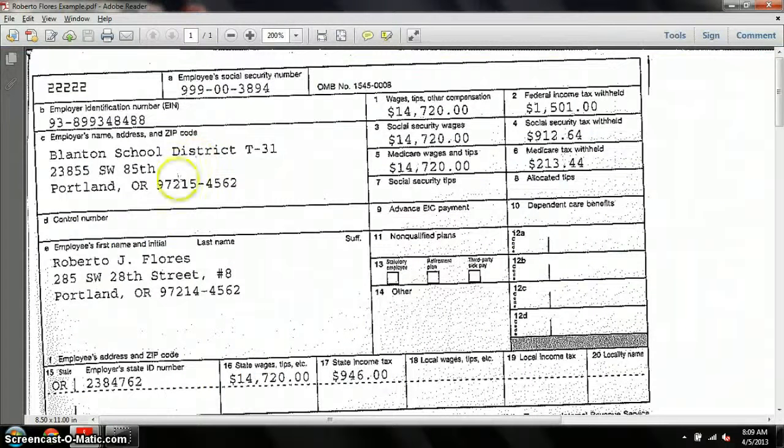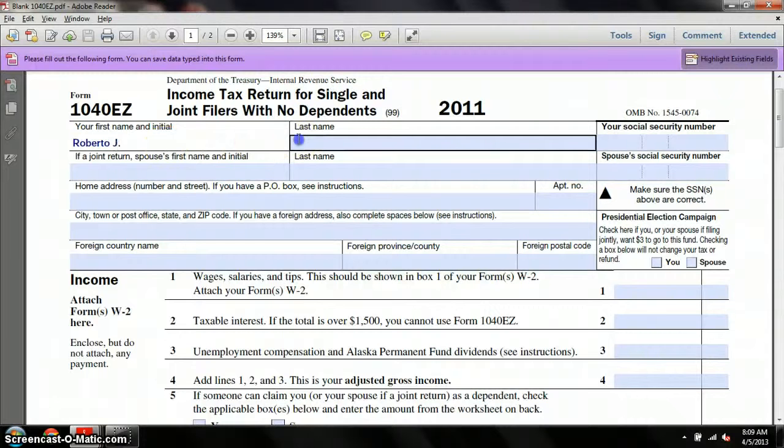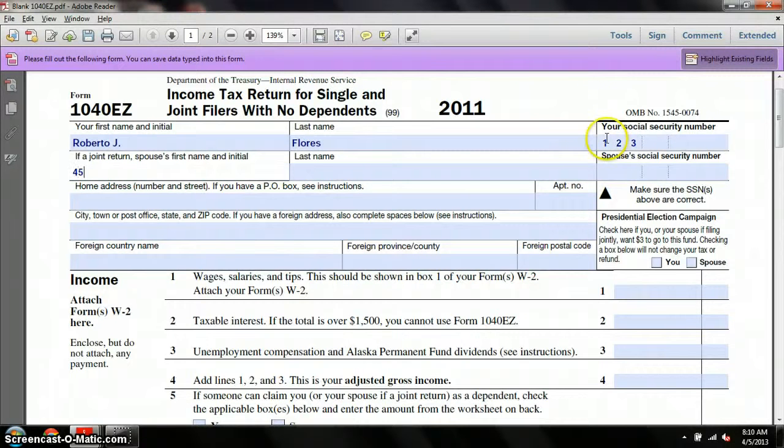So first off, we're going to pull our information here for our first section. Roberto J. Flores is his name. Obviously when you're filling this out for yourself, you're going to be using your information. For this class's purpose, we are going to just use 1, 2, 3, 4, 5, 6, 7, 8, 9 for our social security number. If that happens to be your social security number, just don't tell anybody. Everybody will just think that you're using the same thing everybody else is. So there's Roberto's name and social security number.